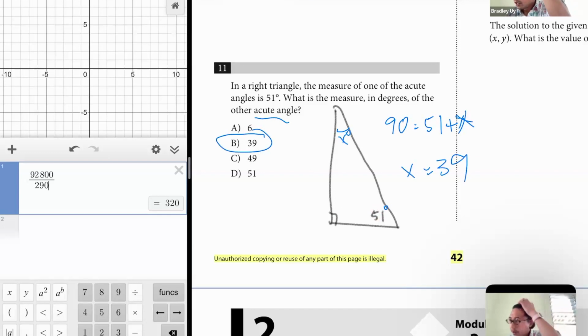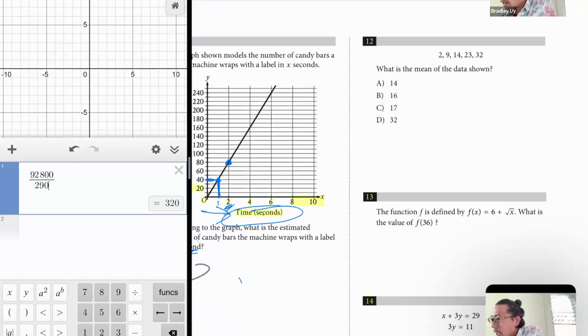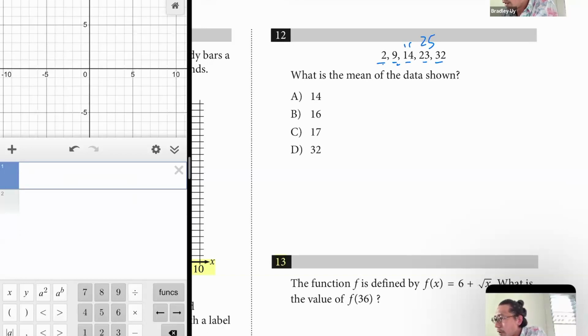Okay, good. Moving on. I think my highlighter transferred to a bunch of these. So the mean is synonymous with average. What you could do is add up all these numbers and divide by the number of numbers you have. So 2 plus 9 is 11. 11 plus 14 is 25. 25 plus 23 is 48. And 48 plus 32 is 80.